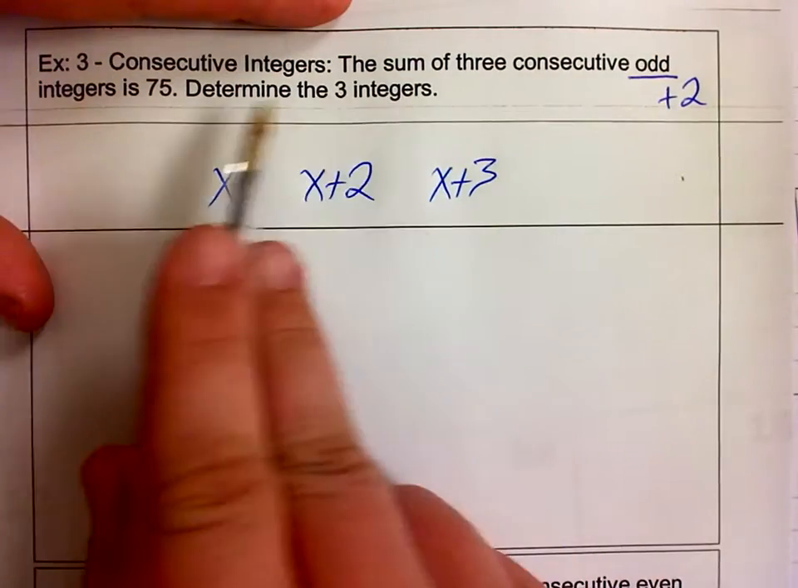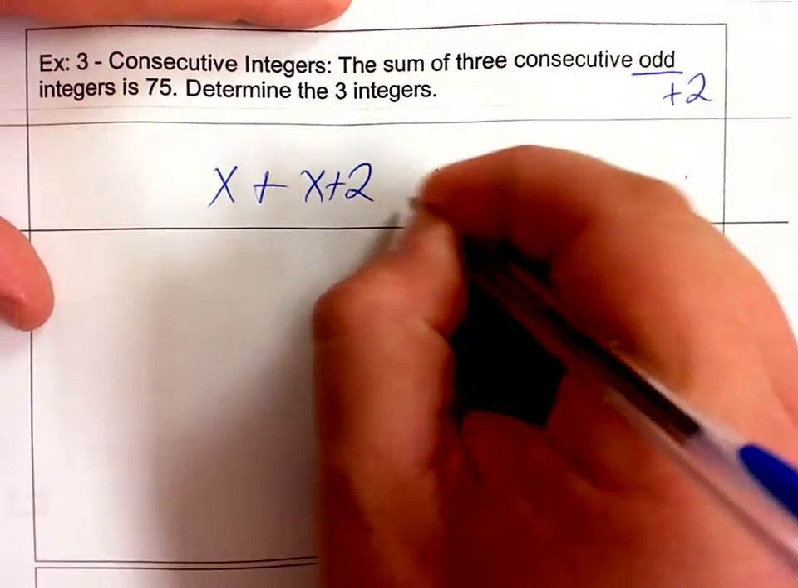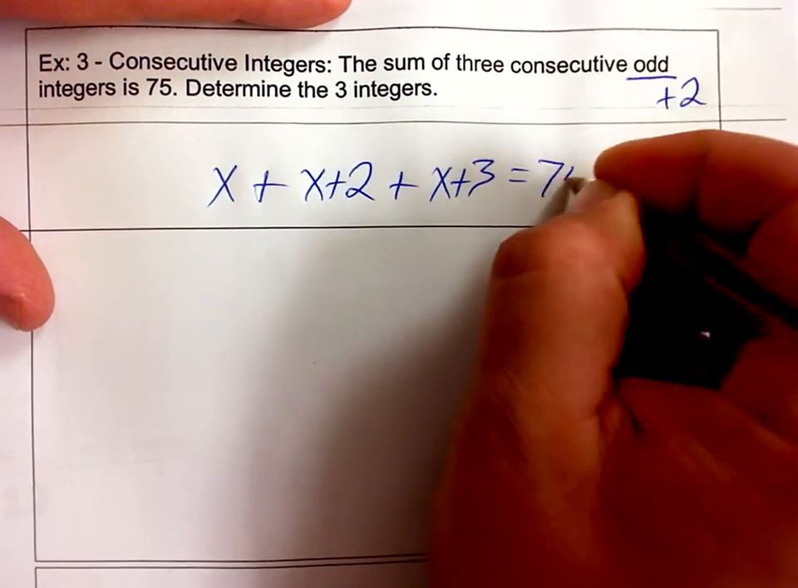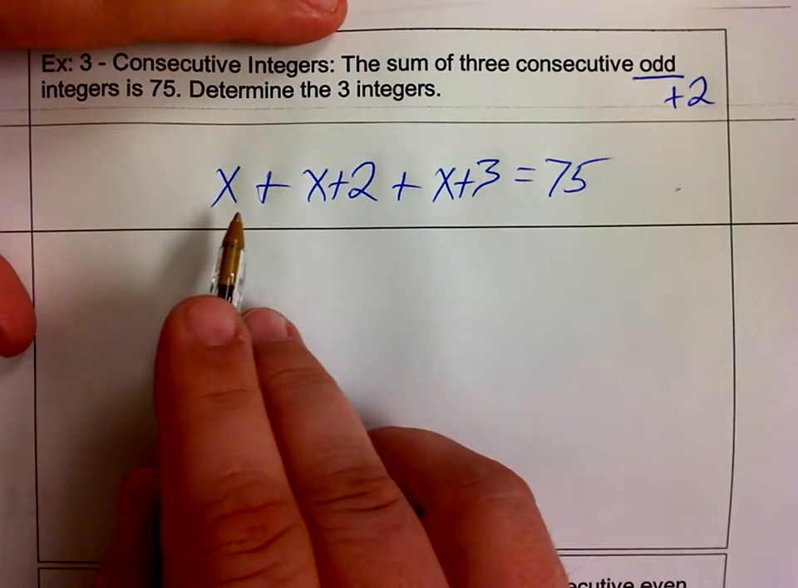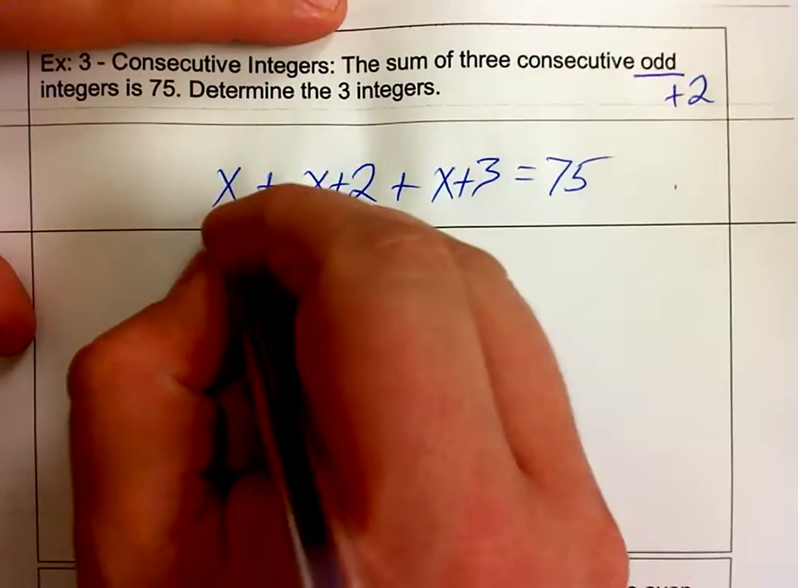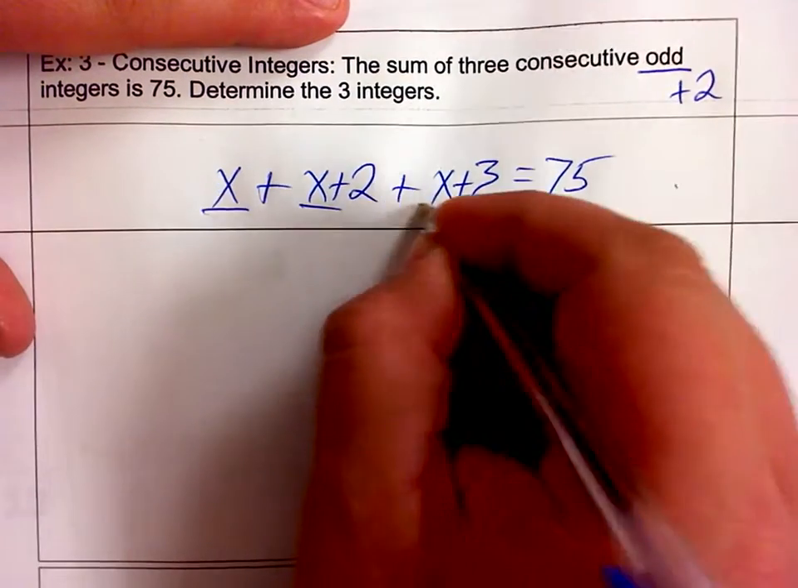Now in this problem, they say that they add together to give us 75. So we're just going to add them together and set them equal to 75. And now we're in the same boat as combining like terms like we did yesterday. So we want to add all the x's together.